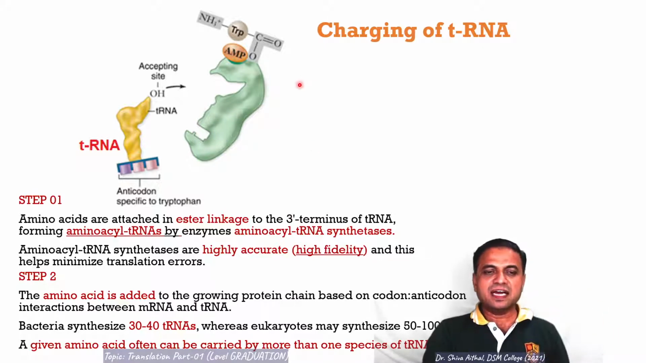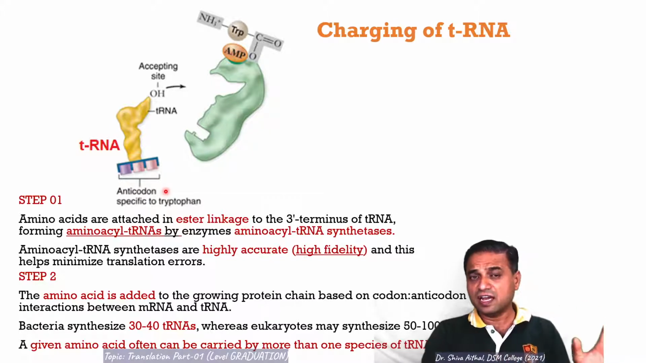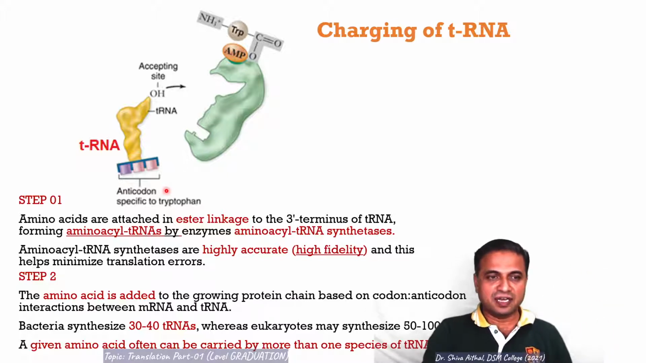Amino acid tRNA synthetases are highly accurate. They work with high fidelity. No errors are there, and this helps in minimizing the translational errors. This is the first step. Now you see the active site. The active site here, see the laser pointer. The active site on the amino acid tRNA synthetase corresponds to the substrate molecule, that is tRNA.